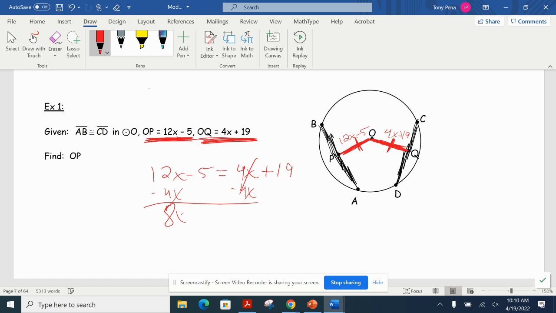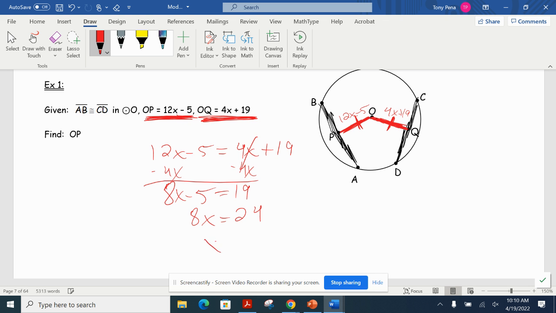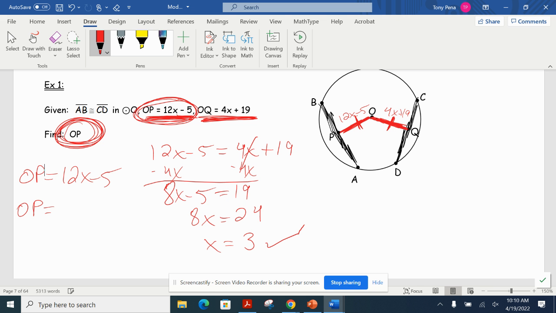So we'll subtract that 4x over. Add your 5 over. Then just make sure you answer the question. X equals 3 is not our answer, correct? All right, we needed that. But make sure you're answering the question. The question is asking us how long is OP? What OP you were told is defined as is 12x minus 5 right here. So the length of OP is that expression, but with a 3 substituted in for x. Okay, so OP is 36 minus 5. It has a length of 31.